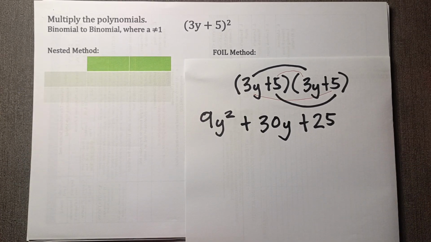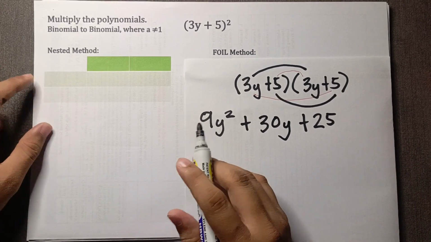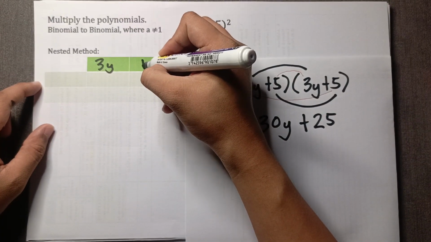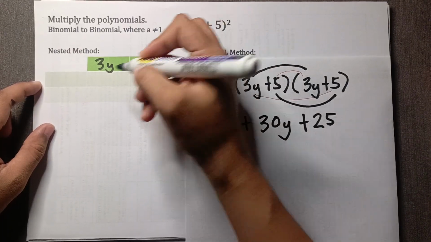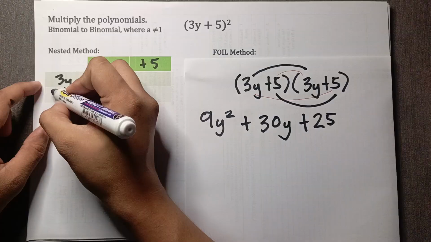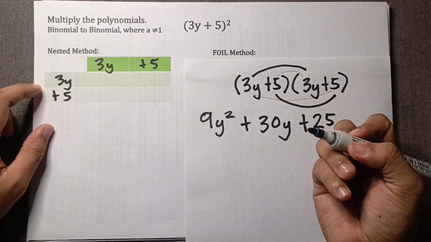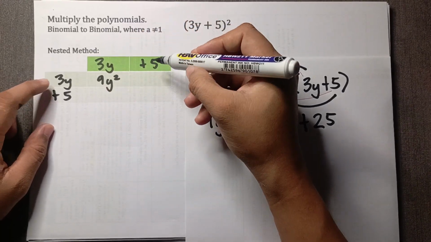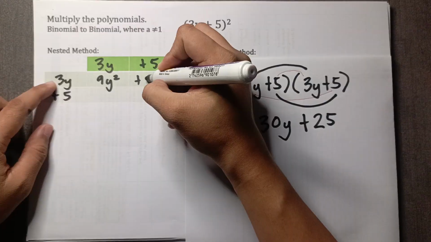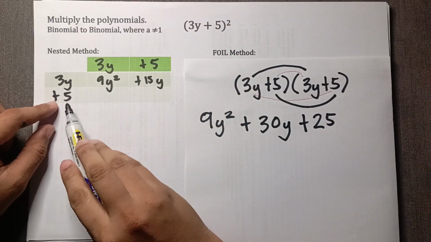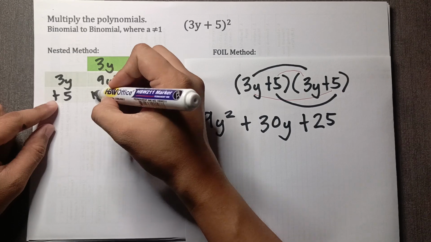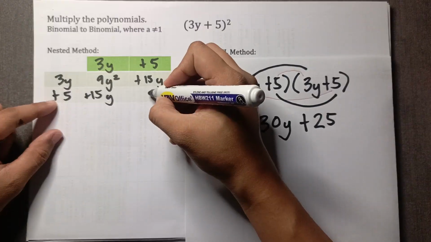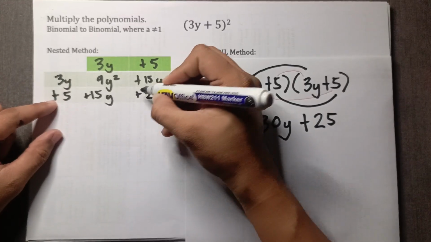Pag nested method naman, to check kung tama ba yung ginawa natin, so we have 3y, and then we have plus 5, another 3y, and another plus 5. Okay, so let's answer them. We have 9y squared, and then we have 15y plus 15y, and then 5 times 3y, ganun din, lagyan natin ng plus, and then 5 times 5, we have 25, lagyan natin ng plus.